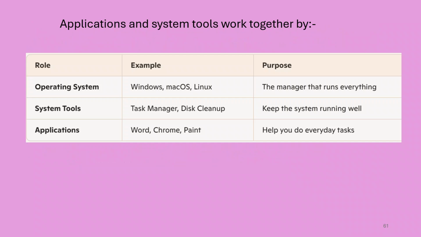So we're going to have application and system tools work together. You've got the role of the operating system. An example is Windows, Mac OS, or Linux. And the purpose is the manager that runs everything. And then you've got your system tools. An example is Task Manager and Disk Cleanup, and they keep the system running well. And applications are like Word, Chrome, and Paint that help you perform everyday tasks.